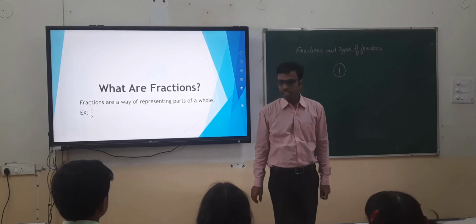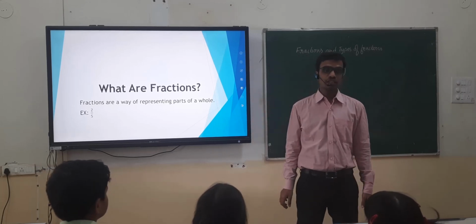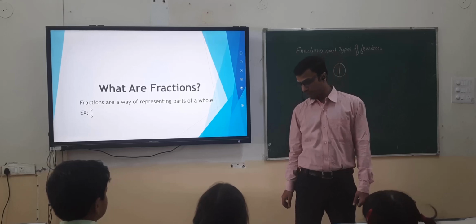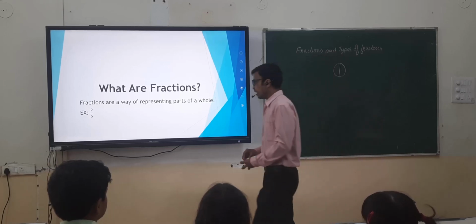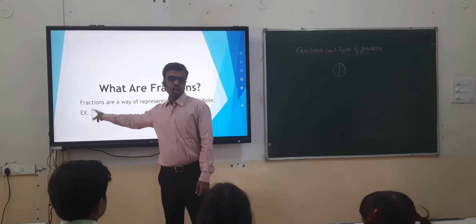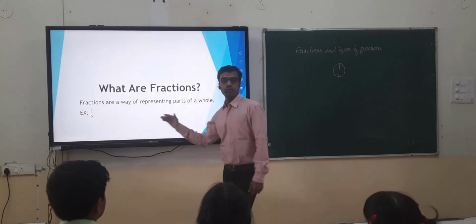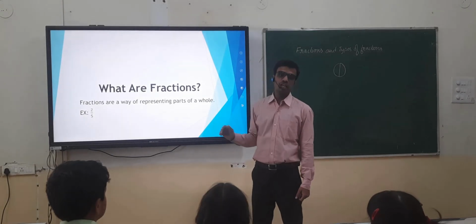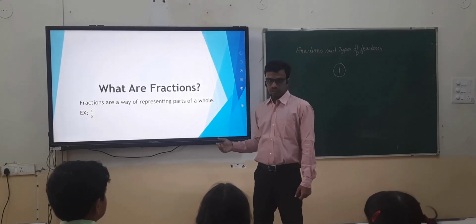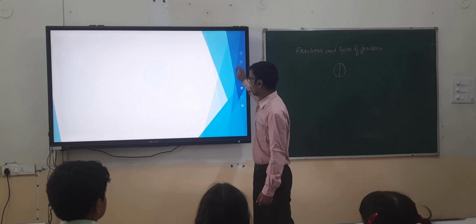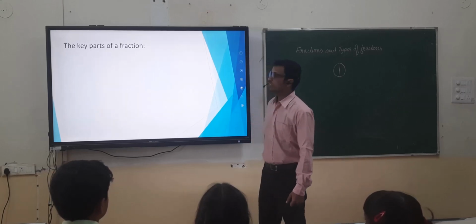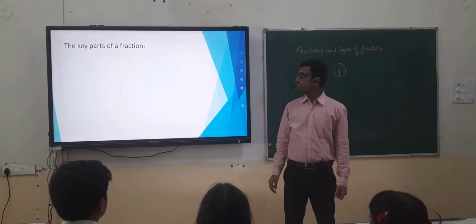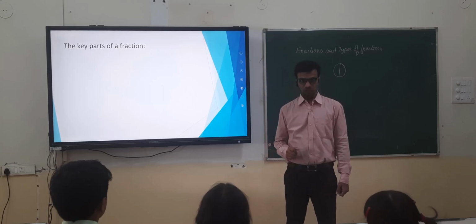Now, look at this. This is the example I took. What is that example? 2 by 5. In this 2 by 5, we get one number above the line and one number below the line. What is above the line and what is below the line, we'll learn. Now look at this. These are the key parts of fractions.